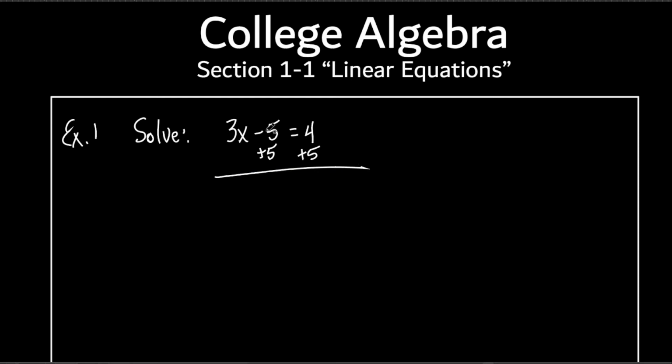So what happens here? Minus 5 plus 5. They cancel out, right? Or they add up to 0 is what they're really doing. So I bring everything down. I didn't do anything really to that 3x, so I keep it there. 4 plus 5 is 9.